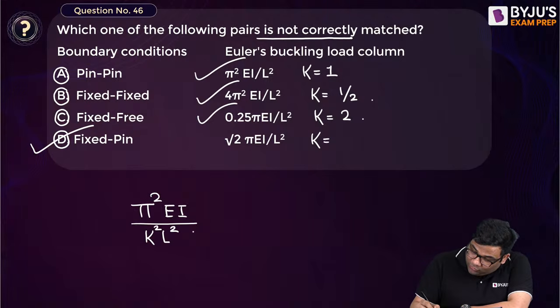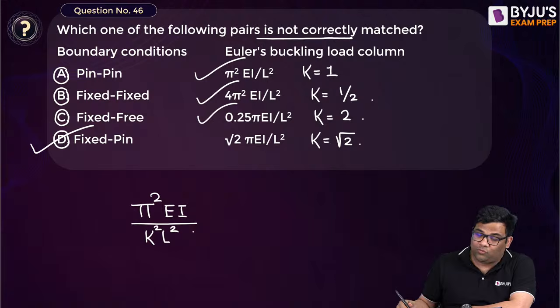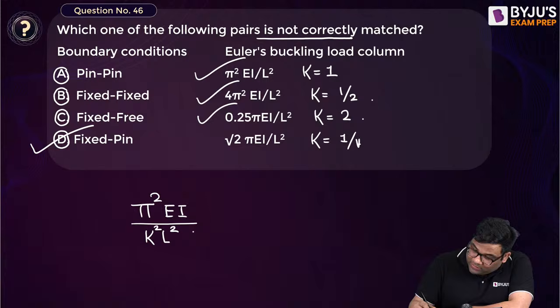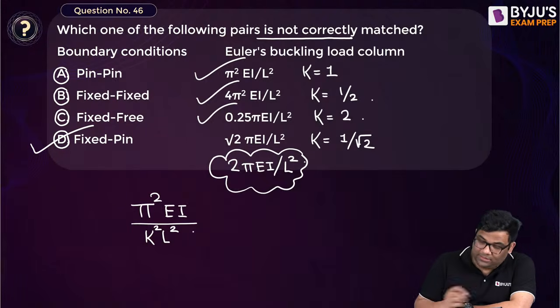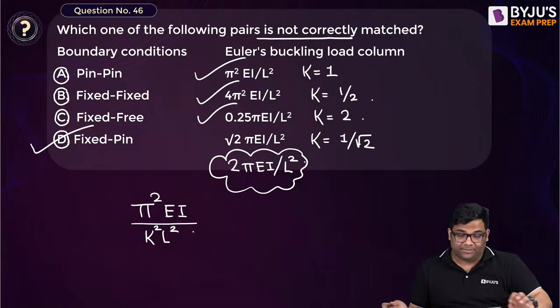Here K is equal to 1 by root 2. So when you square, the answer should be 2 pi square EI by L square. Yes or no? This would have been the right answer. So this is wrongly matched. This is the right answer.